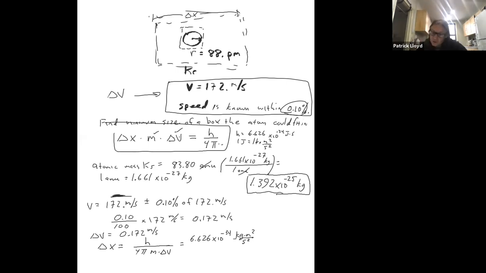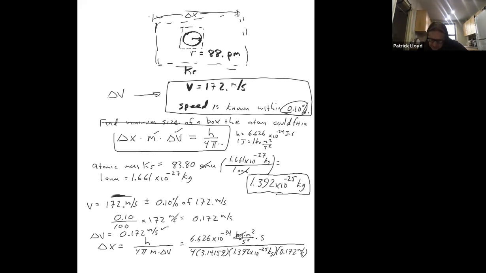But that's a joule, but it's a joule second. Remember, h is a joule second, and then you divide that by 4 pi. Okay, well, pi is unitless. I'm going to put a bunch of sig figs there. And then you've got your 1.392 times 10 to the negative 25 kilograms. And now we have our uncertainty in velocity, 0.172 meters per second. Okay, so what happens?